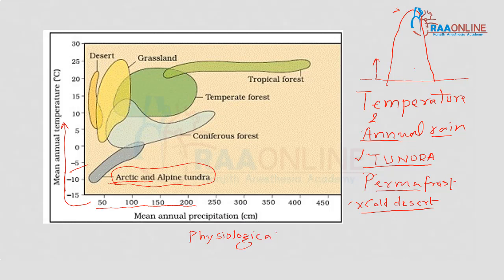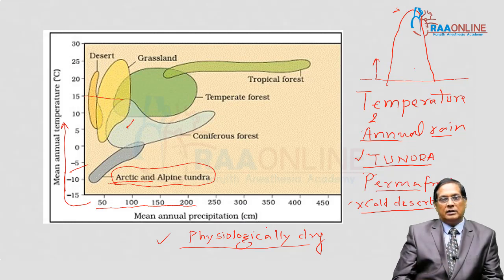Soil of the tundra area is physiologically dry. Then as we move, the temperature is not more than 15 and rainfall is quite good. You see the coniferous forest there. Then in the temperate area, temperature is comparatively higher and rainfall is good.